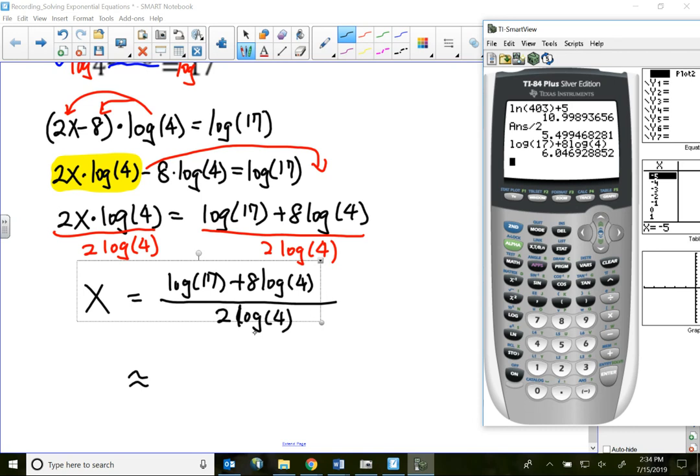Divided by 2 times log of 4 is only one term, so I don't need, well, just in case, I'm going to put a parenthesis because I want the 2 times log 4 first before it gets divided into the top. So the 2 times log of 4, close parenthesis for the log of 4, close parenthesis for my whole entire denominator. So my answer is about 5.0219.